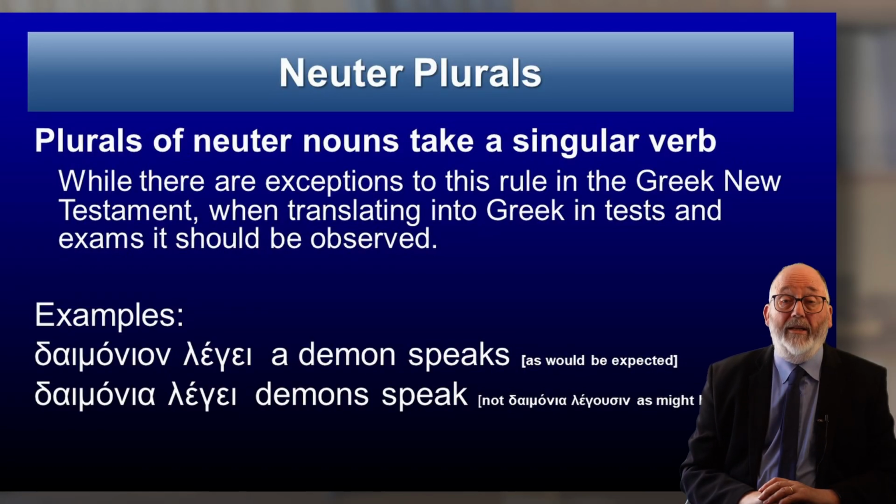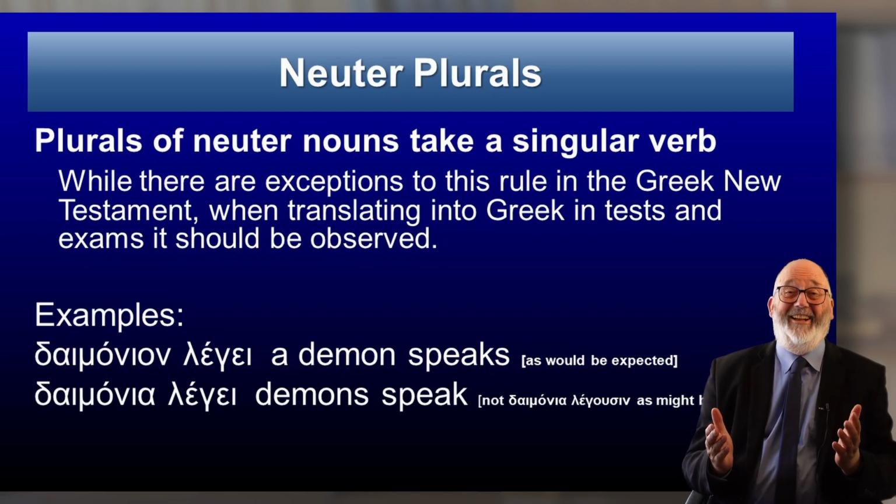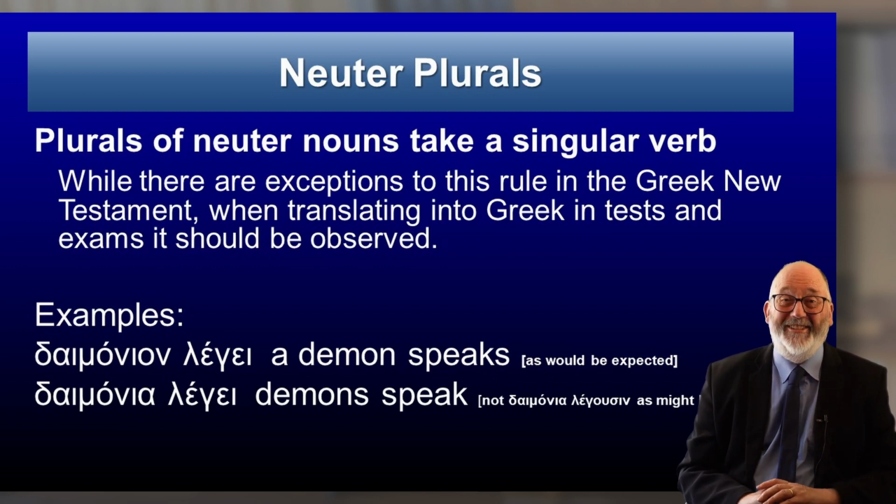Now, everything I've said in other videos about the function of case is true for both masculine and neuter, and when we get to them, feminine nouns. So nominatives are the subject of sentences, accusatives are used as the direct object, etc. There is one little tiny difference though. Neuter plural subjects take singular verbs. Don't ask me why. Languages just do unusual things.